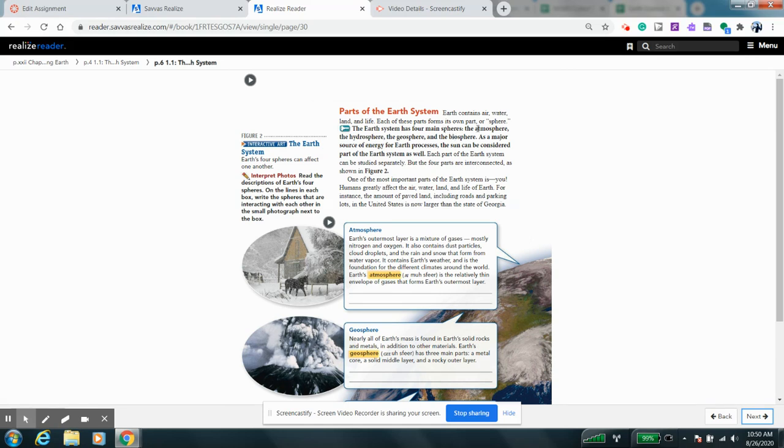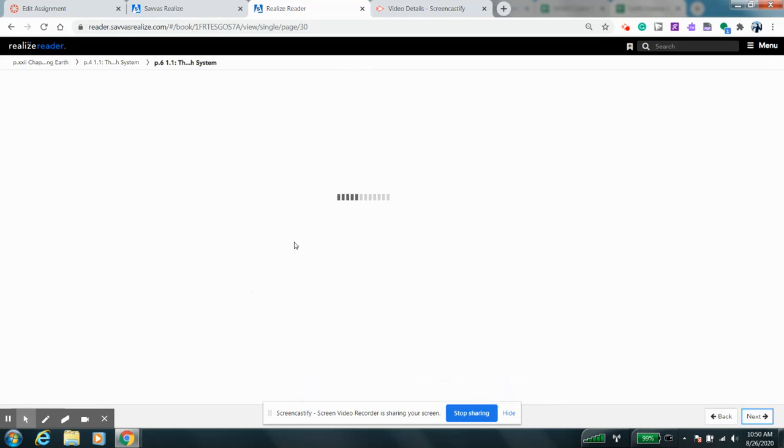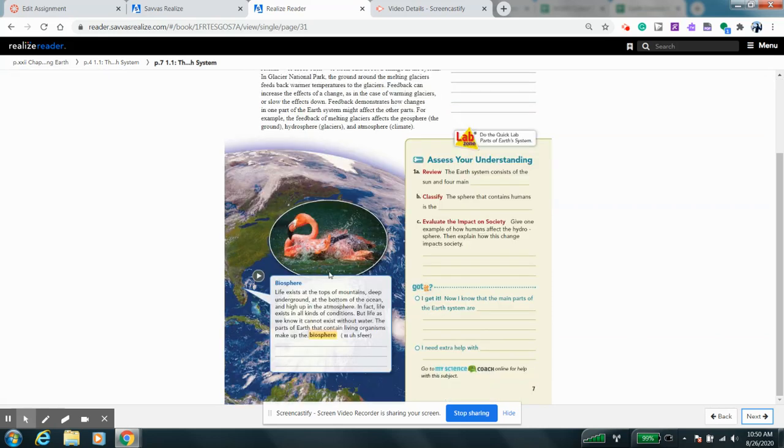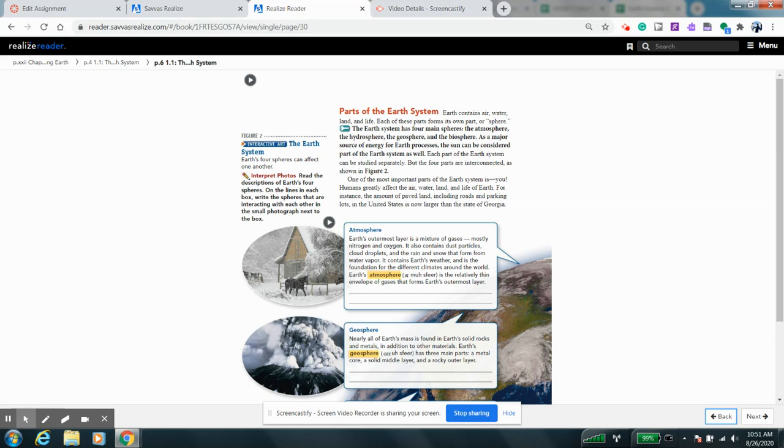Earth systems have four main parts: the atmosphere, hydrosphere, geosphere, and biosphere. As a major source of energy for Earth processes, the sun can be considered part of the Earth system as well. And then we learn about the atmosphere, the geosphere, the hydrosphere, and on the next page is the biosphere. So guys, that is how we work Pearson, which is now Savvas. So I apologize, I'm going to call it Pearson all year. But those are the tips and tricks.